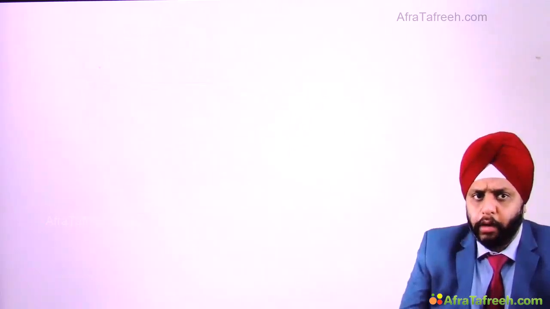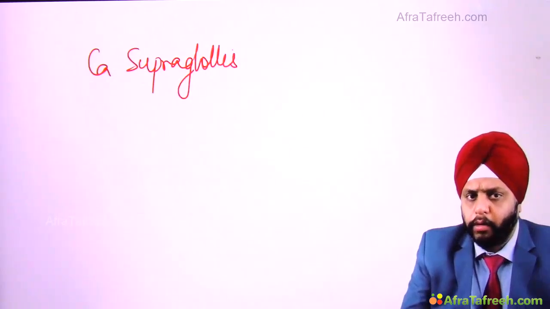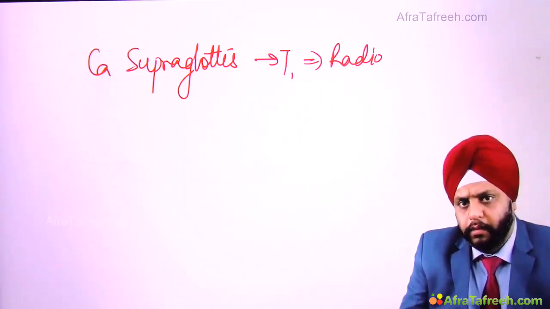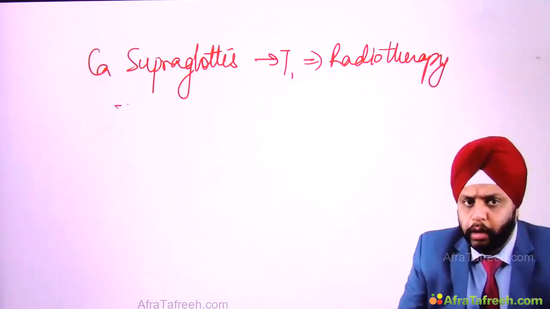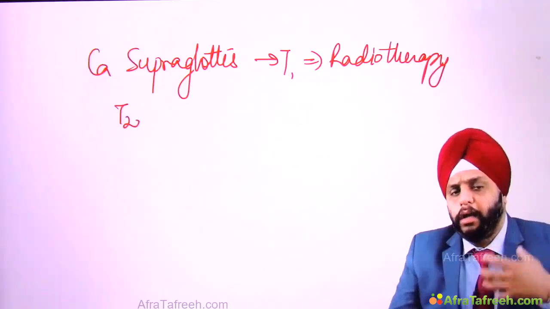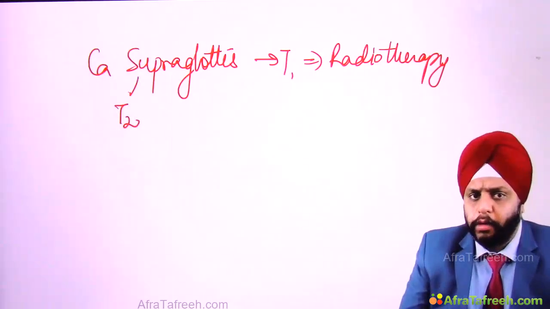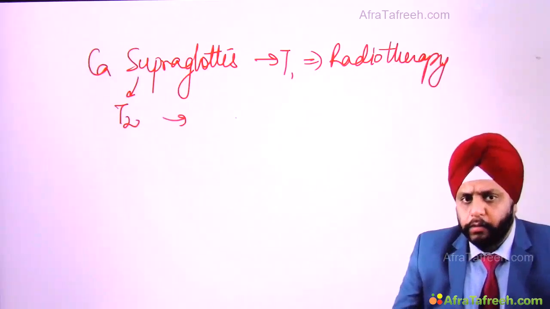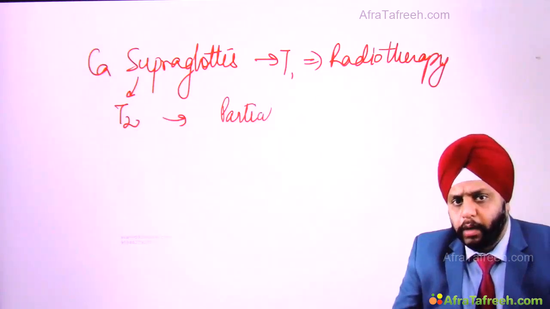Now CA supraglottis. CA supraglottis, T1 lesion you can treat by radiotherapy. Single site lesion you treat by radiotherapy. Again, CA supraglottis has a high lymphatic supply, so therefore the neck node involvement is early. So by T2 stage you will see that there is some neck node involvement, right? So T2 stage will require surgery. All right, so in T2 stage, but you don't want to remove the whole larynx, so we prefer partial laryngectomy.